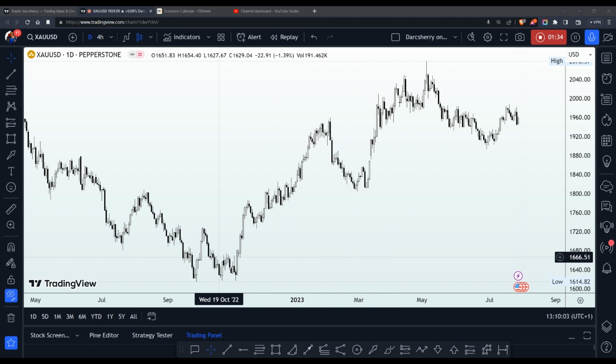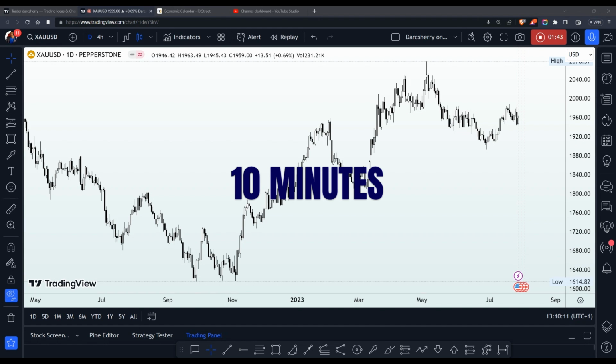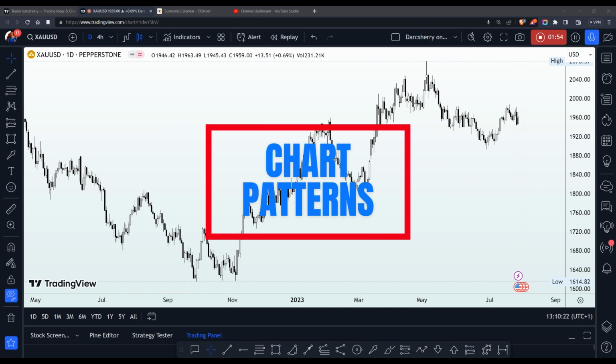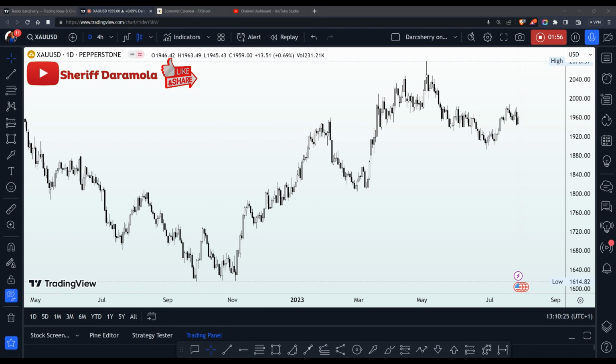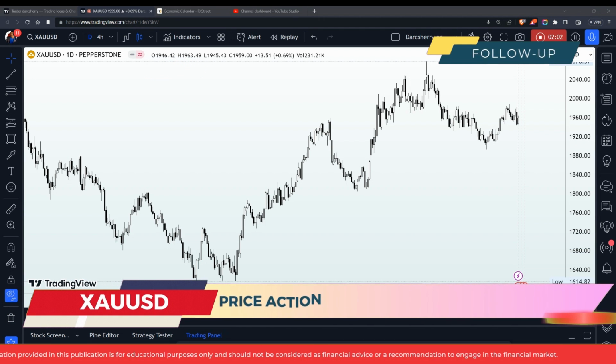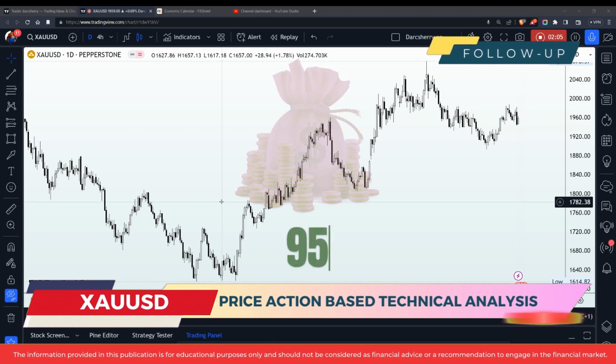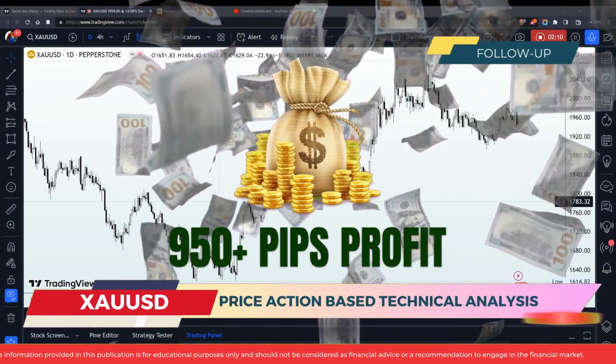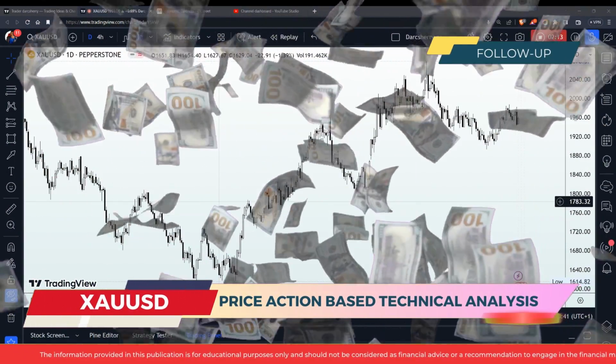Well, in preparation for the upcoming week, I have conducted an extensive and comprehensive price action based technical analysis. And in less than 10 minutes, I should be able to share with you discoveries using simple parameters such as trend lines, key levels, and of course, chart patterns to uncover valuable insight into the historical price movement of the XAUUSD market. You may recall that our previous technical setup for this commodity reaped close to 1,000 pips from multiple entries, capturing both bullish and bearish opportunities that emerged during the previous week.